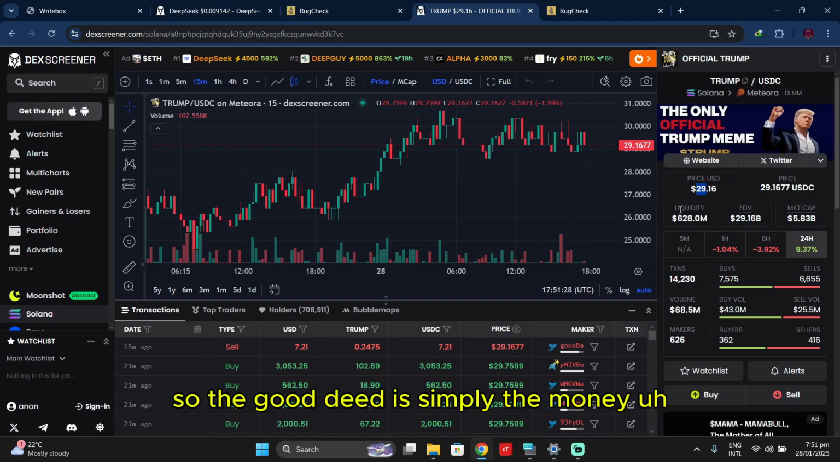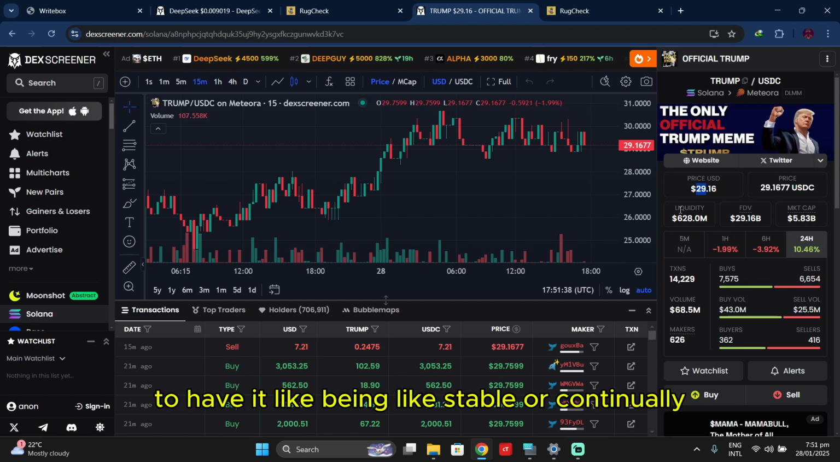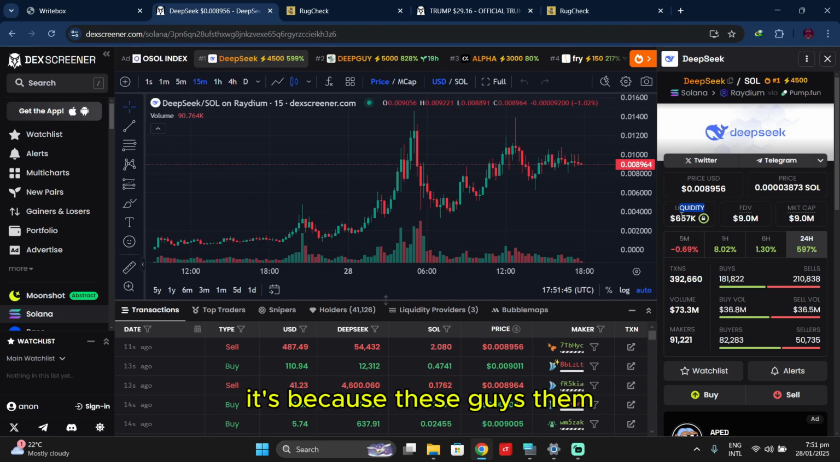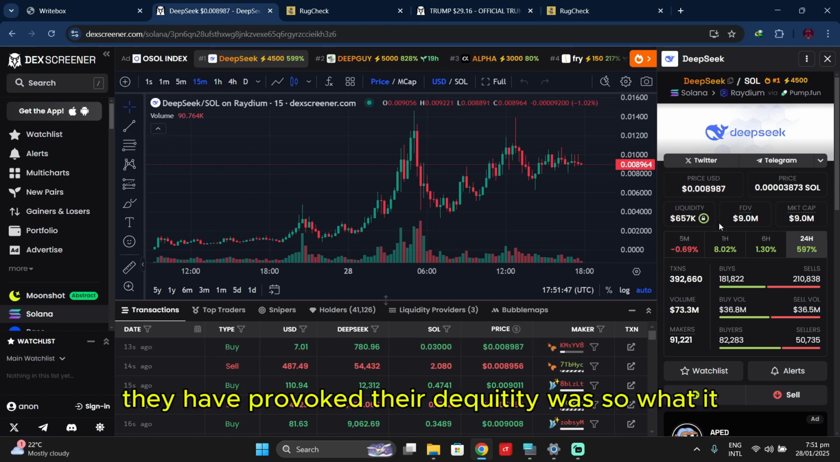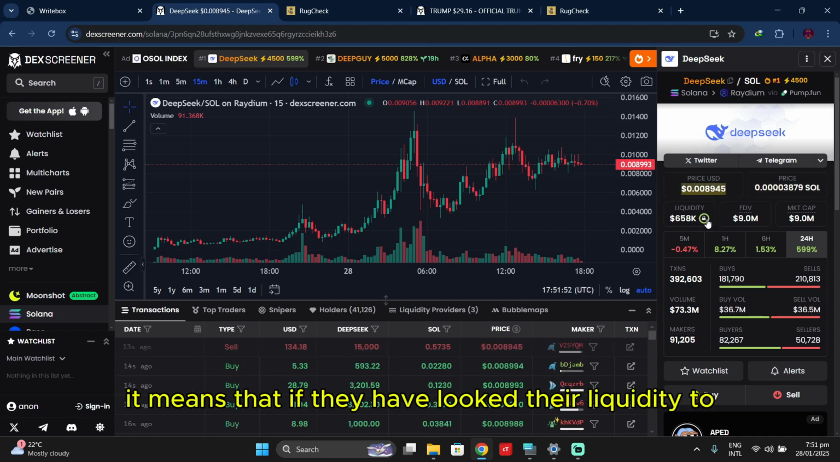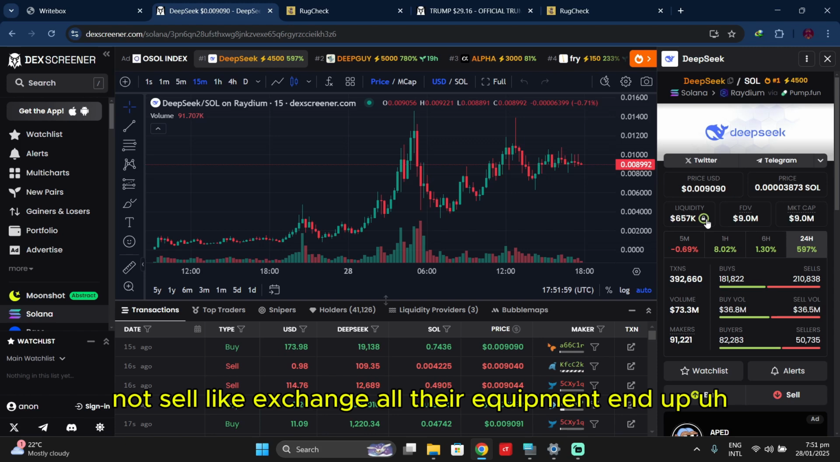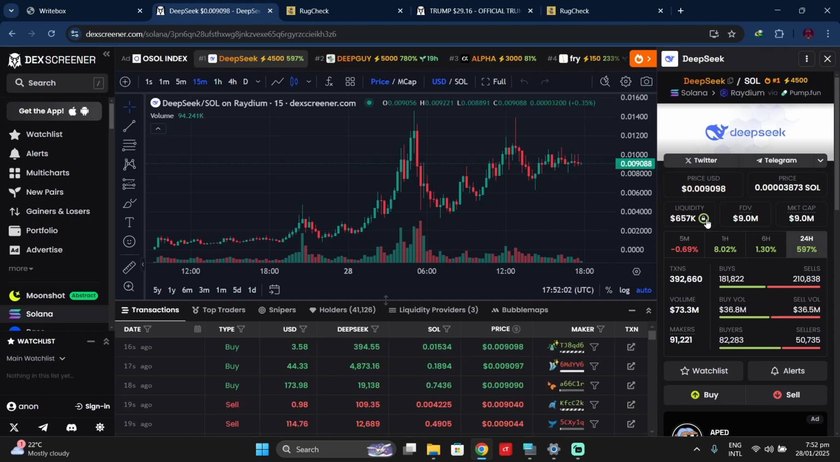Liquidity is simply the money the creators invest in a coin, which they put in to have it stay stable or continue running. The reason why this one does not have a lock and this one has got a lock is because these guys have locked their liquidity. What it means is that if they have locked their liquidity, there is no way they will exchange all their crypto and end up destroying the coin.